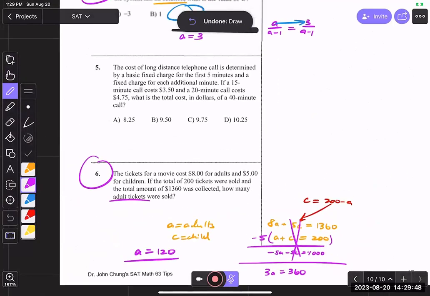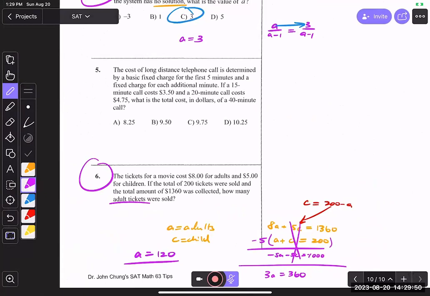So the general idea for this question is you have to first set up your equations and then from there solve. But that's about it here for today.